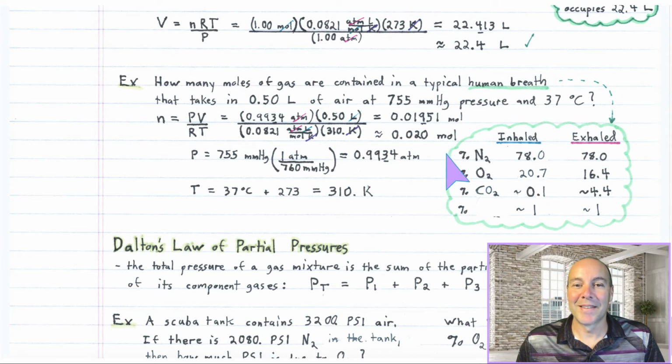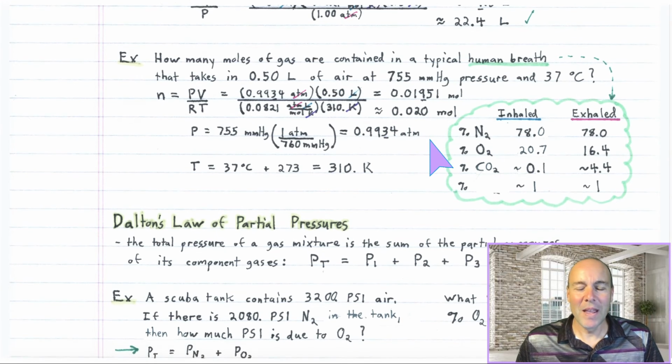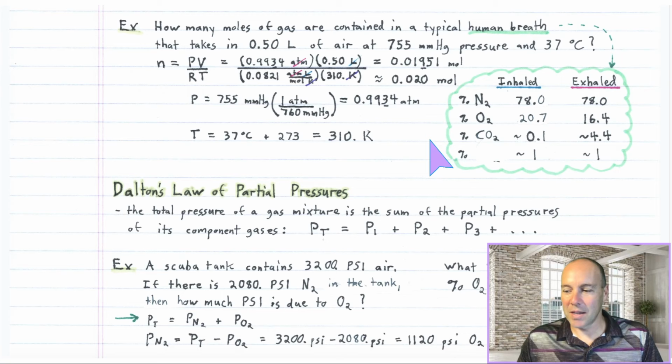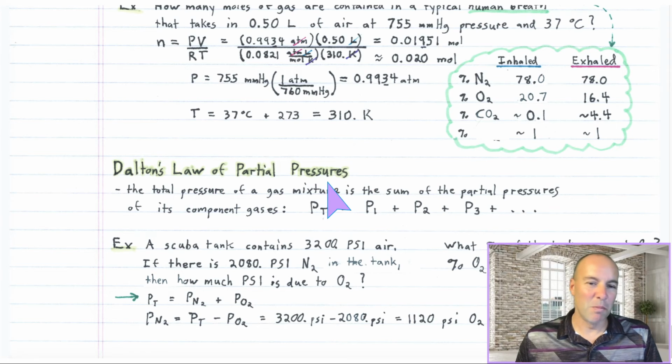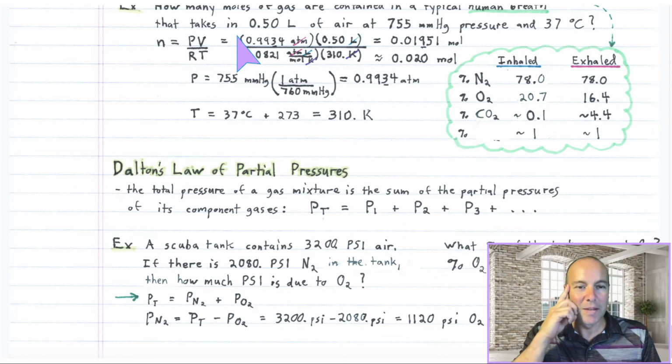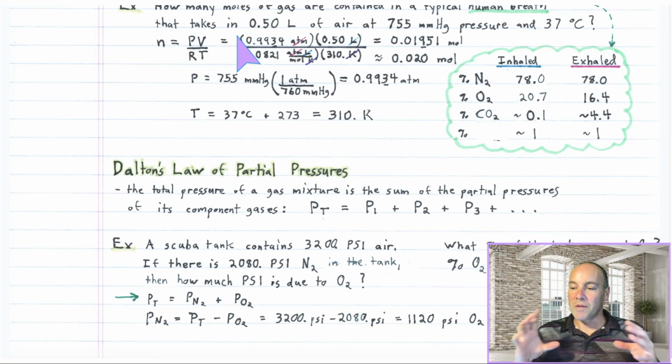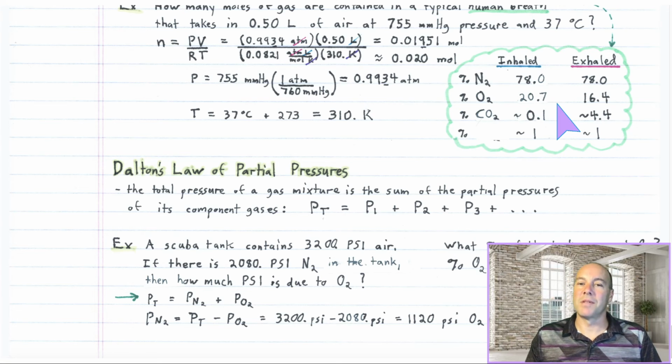Okay, so we've calculated the number of moles. The last law that we discuss is Dalton's law of partial pressures. Dalton's law is a pretty simple law. It's a little different than the other ones. It deals with mixtures of gases, kind of like the air that you breathe in and breathe out. The air that fills up the atmosphere is a mixture of many different gases.